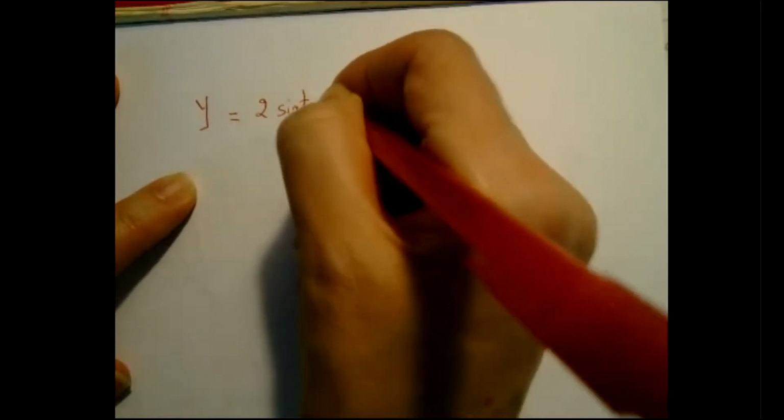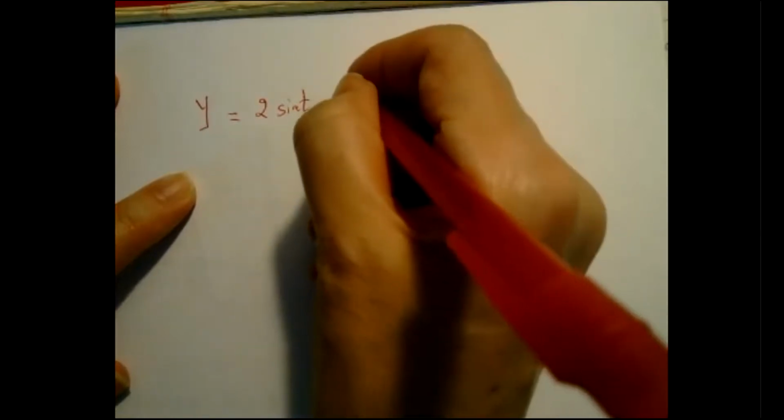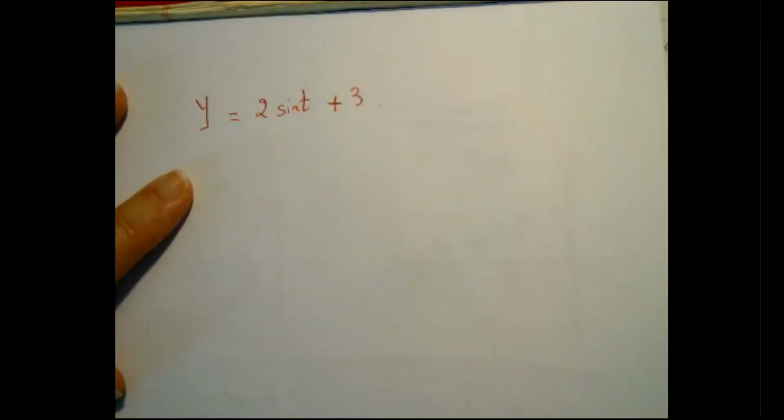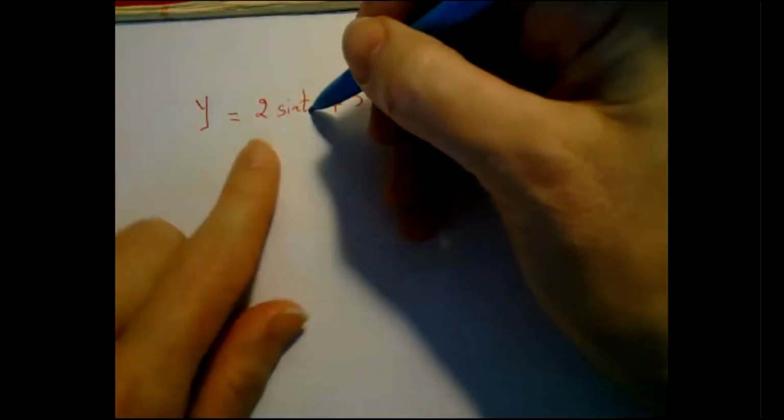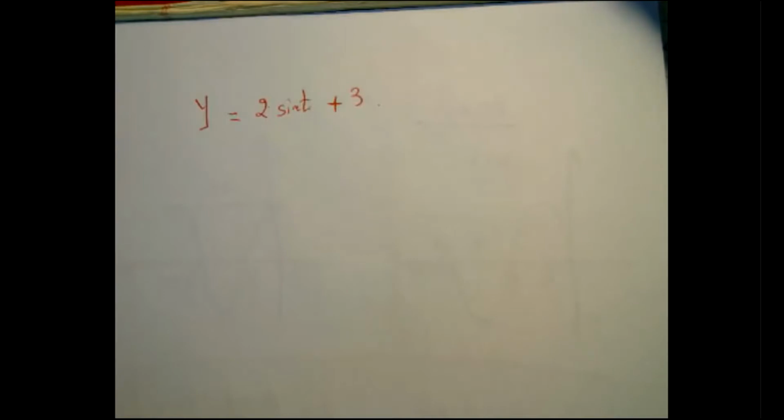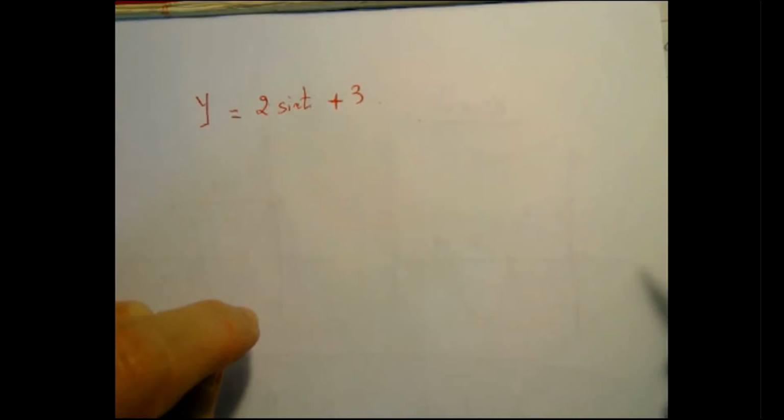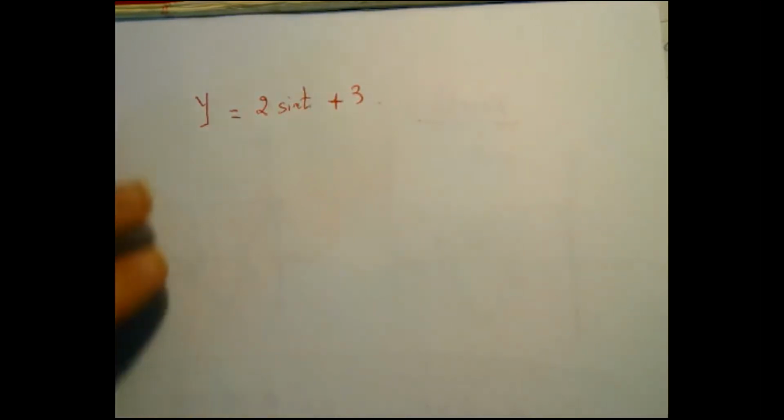Suppose I take y equals, simplest one, 2 sine t plus 3. I always want you to understand this. This stretches the graph vertically, and this shifts it up vertically. That's how you should understand it.